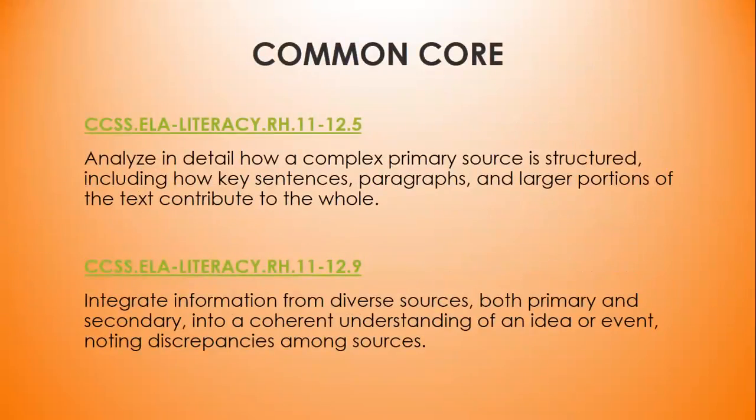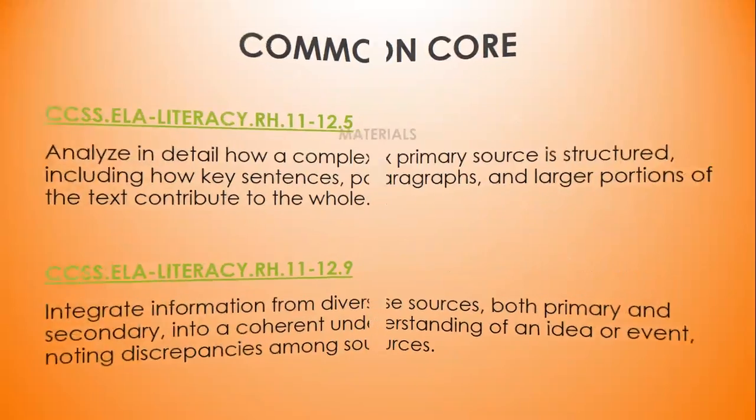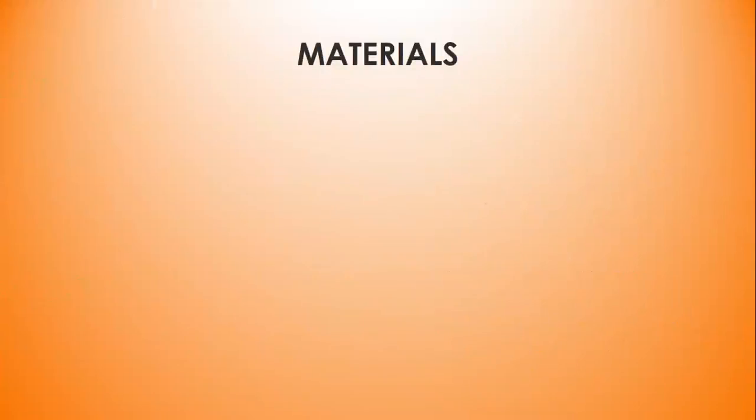How it's relative to our Common Core: analyze in detail how a complex primary source is structured, including how key sentences, paragraphs, and larger portions of the text contribute to the whole. Integrate information from diverse sources, both primary and secondary, into a coherent understanding of an idea or event, noting discrepancies among those sources. We have some bias in some of these sources that you are going to research.